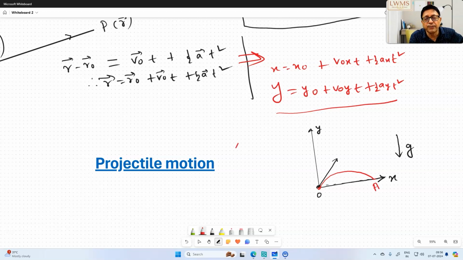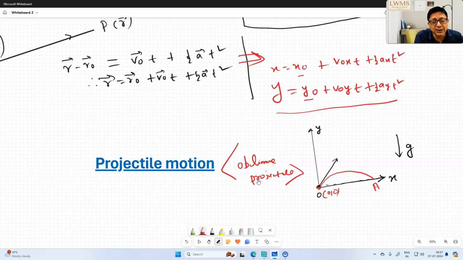And this is the case of oblique projectile. It is not projected horizontally, that's why I will be referring to it as oblique projectile. Projectile fired from the ground. You just look at the three expressions I have written over there. This is our origin, so x0, y0 will be 0.